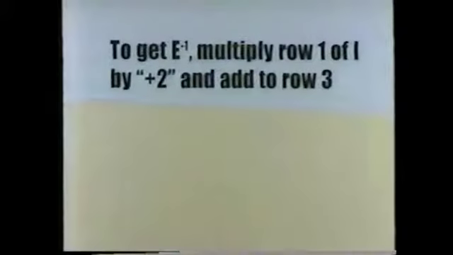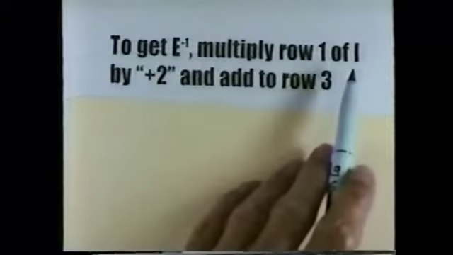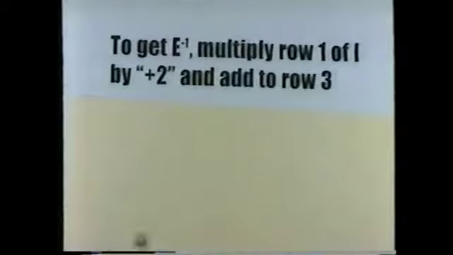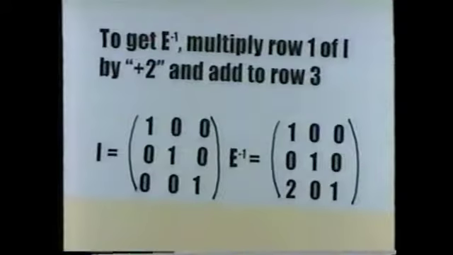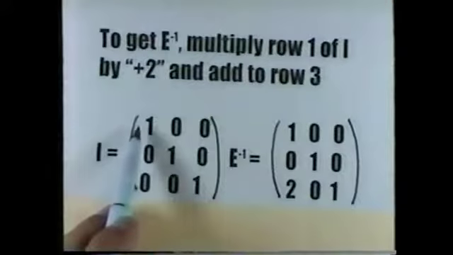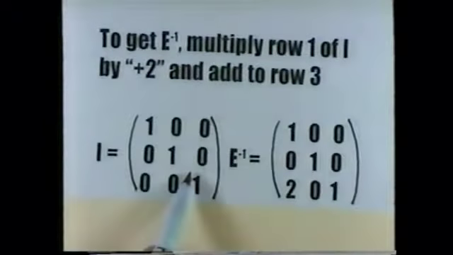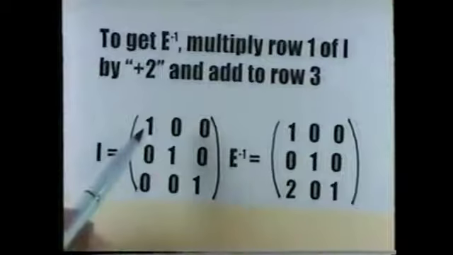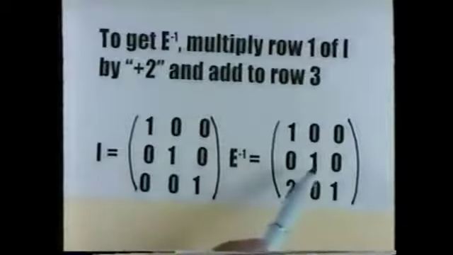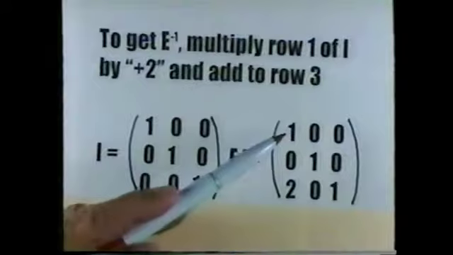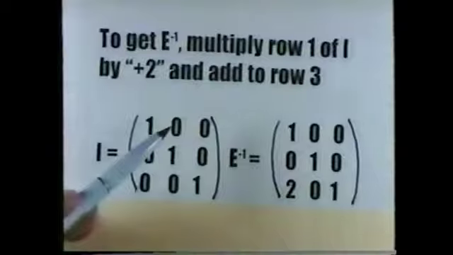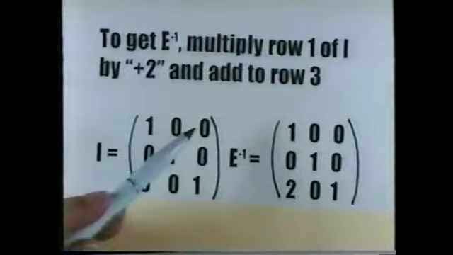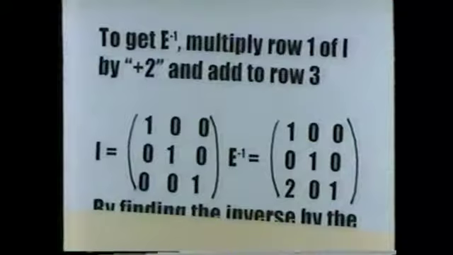So to get E inverse, multiply row 1 on the identity by positive 2 and add to row 3. Again, the identity is 1, 0, 0, 0, 1, 0, 0, 0, 1. So if I multiply row 1 by positive 2, reversing what I did to get E, I'll get E inverse. Leave the first row the same, leave the second row the same. 2 times 1 is 2. 2 plus 0 is 2. 2 times 0 is 0. 0 plus 0 is 0. 2 times 0 is 0. 0 plus 1 is 1.